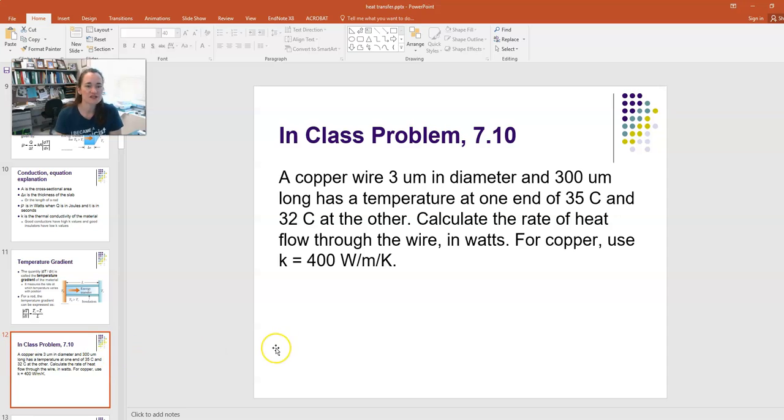So let's use that to work a problem here from your textbook. We've got a copper wire, and it's 3 micrometers in diameter, and it's 300 micrometers long. At one side, the temperature is 35 degrees Celsius, and on the other side, the temperature is 32 degrees Celsius. We're going to calculate the rate of heat flow through the wire in watts. Now for copper, we're going to use the thermal conductivity of 400 watts per meter per Kelvin.